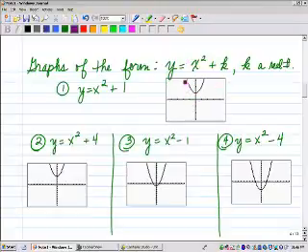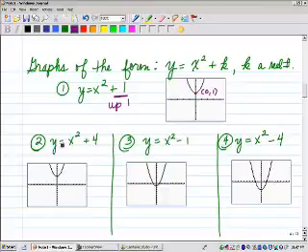And you remember our basic function went through the origin as its vertex. But notice here the vertex of this parabola is the point 0, 1. So notice that when we add 1, that basic parabola is shifted up 1. And so that affects our vertex to become 0, 1.